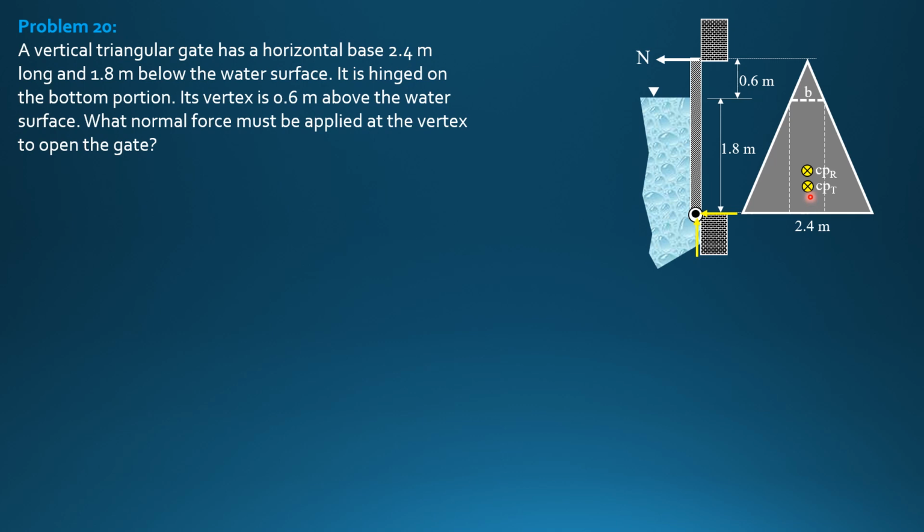So this is the center of pressure for the triangular portion, for which we will compute the E sub V to locate the line of action of the force in the triangular portion. So here are x, Fr, and Ft. The distance between the two is E sub Vt. So this is 0.6, because 2/3 of 1.8 is 1.2 for the rectangular part. This is also 0.6 total, but we will compute E sub Vt first.